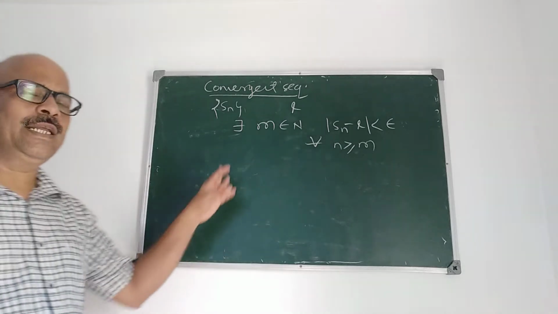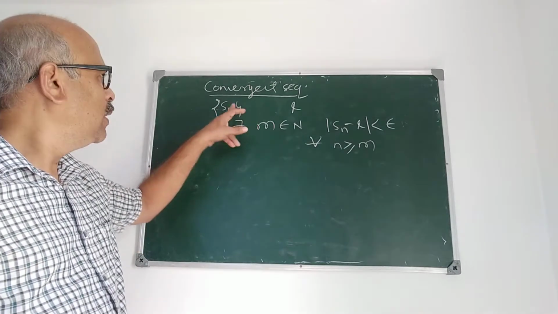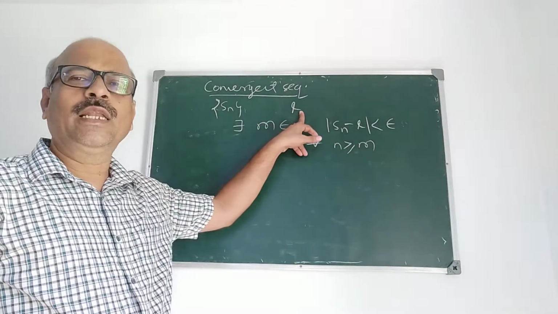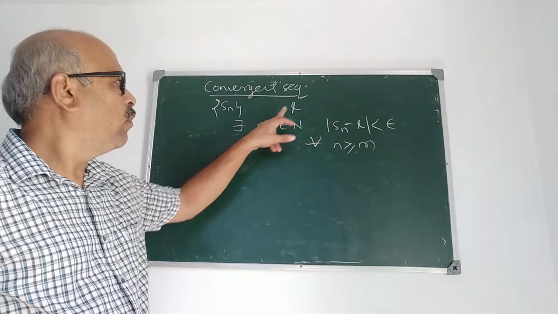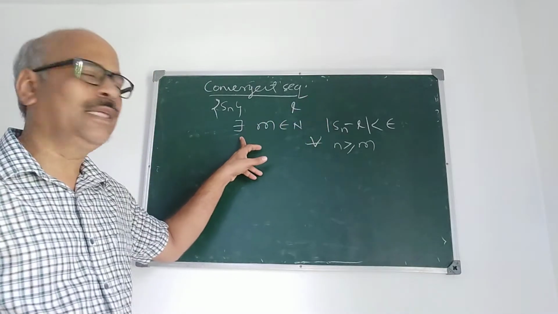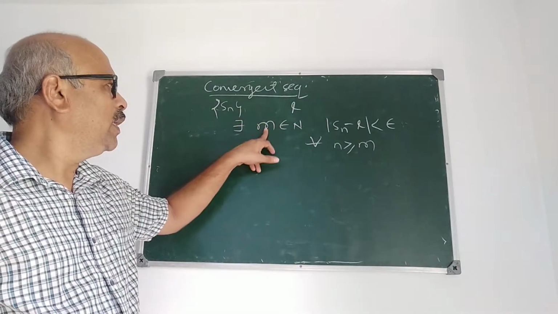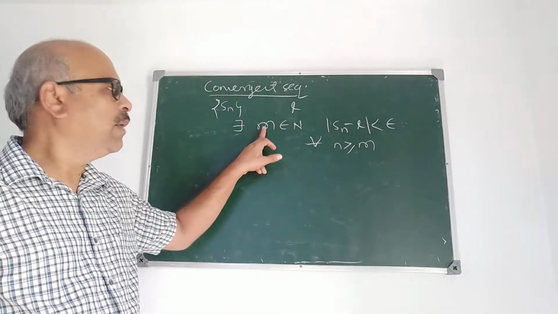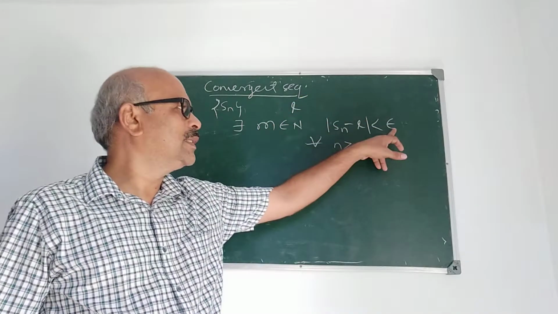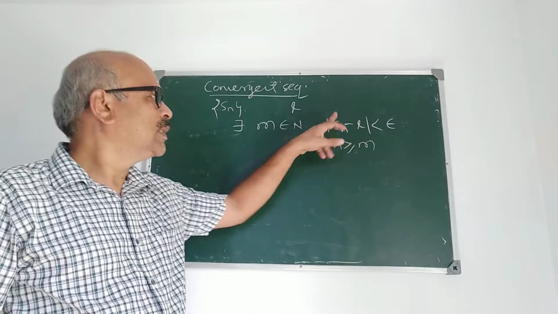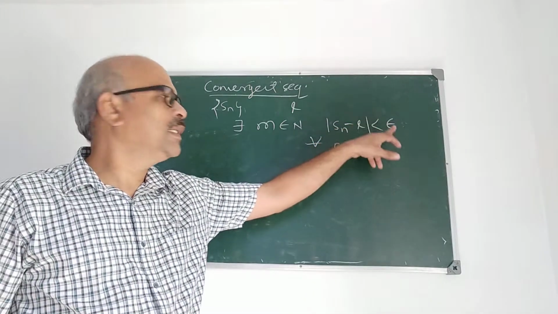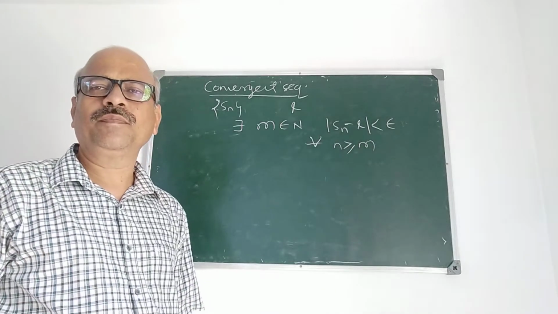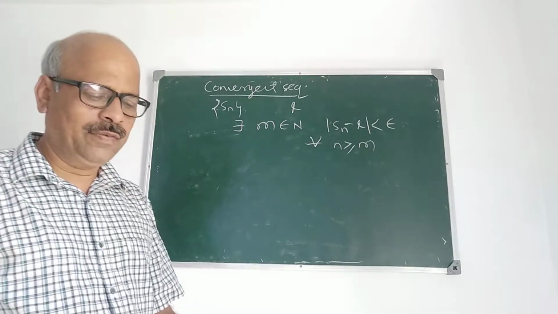So I repeat, then I explain the meaning of this. A sequence Sn is said to converge to L if for every epsilon greater than 0 there exists m belonging to the natural numbers, however large, such that mod Sn minus L is less than epsilon for all n greater than or equal to m. This is the definition.